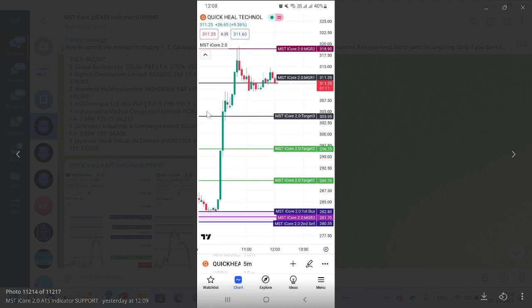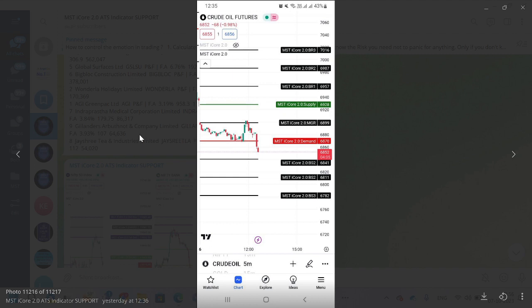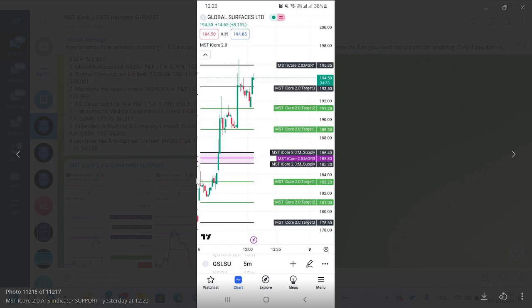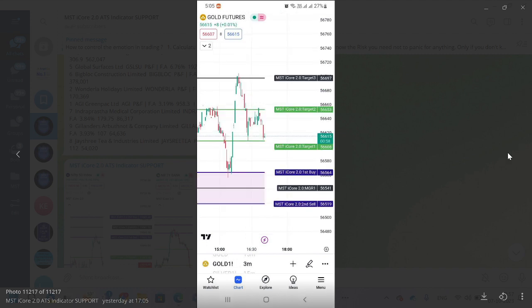And this Quick Heal perfectly took support from our buy zone, because yesterday we told you we have to take only buy entry, no sell entry. So buy activated, all the targets hit. And this Global Surface I also showed you in the screener. Since we were not supposed to sell yesterday, only buy got activated, so all the targets hit. And gold future, all the targets hit.